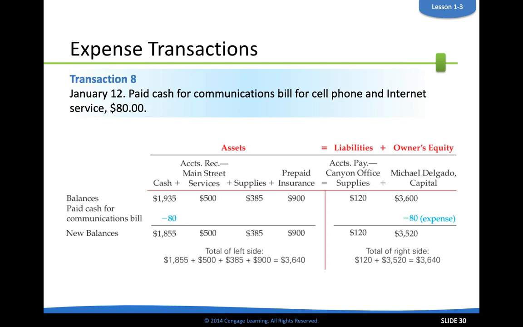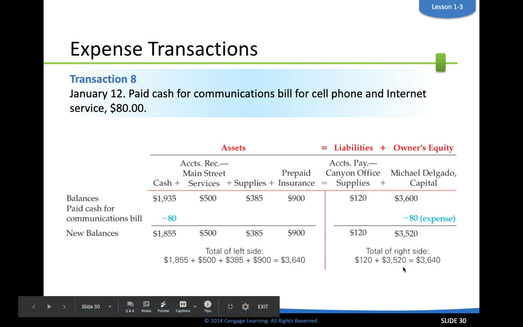So an expense transaction here. Delgado Web Services on January 12th paid cash for communications bill for cell phone and internet service of $80. So they paid cash. Again, you know that paying cash always decreases the cash account. So we're going to record when they paid $80, negative $80 in cash. And again, in this lesson, we're looking at owner's equity. Expenses always decrease owner's equity. So negative $80 in cash, negative $80 of owner's equity right over there. And again, if we tally all balances on both sides of our T-chart, they are equal at $3,640.